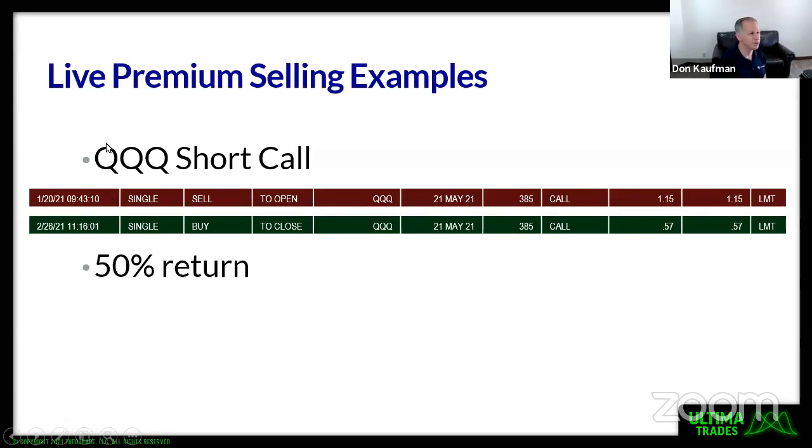We're still in the month of February. QQQ short call, 50% return, 385s. Look, I'm just showing you there's a 365s, 375s, 385s. Okay, now the 390s. Stagger, stagger, stagger. People that place one large trade are going to take one large loss. Okay, staggering the trades out over time and price.